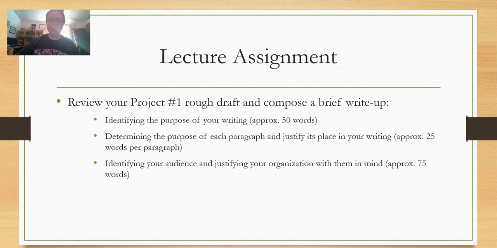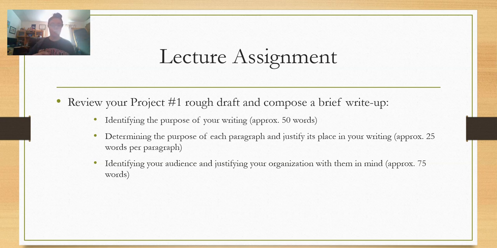Review your Project 1 rough draft and compose a brief write-up identifying the purpose of your writing. So think about, why are you writing a rhetorical analysis on the artifact that you are? And that should be about 50 words. Your write-up will also determine the purpose of each paragraph and justify its place in your writing. And that should be about 25 words per paragraph. So this is where you say, this paragraph provides the context for the piece. And this paragraph introduces the audience to how the author uses pathos.